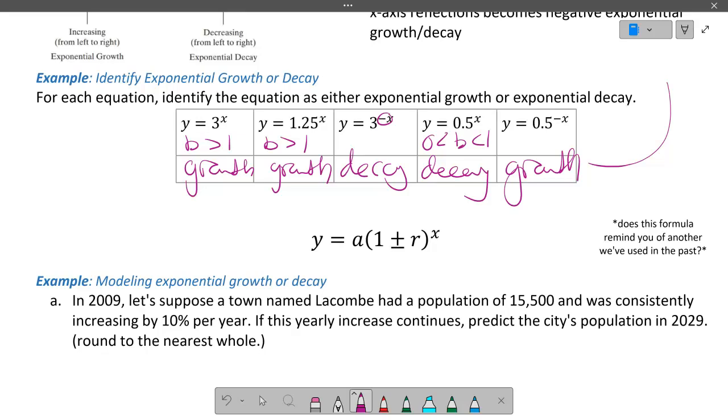Okay. Now, every exponential growth and decay is essentially based off of this formula to start. So we have a times 1 plus or minus r raised to the x power. What do you think the plus or minus refers to? When do you think we're going to use plus versus minus? Growth versus decay. If I have a growth, I will probably use plus. And if I have a decay, I will probably use minus, right? And remember that r represents rate. It is a percent of change.